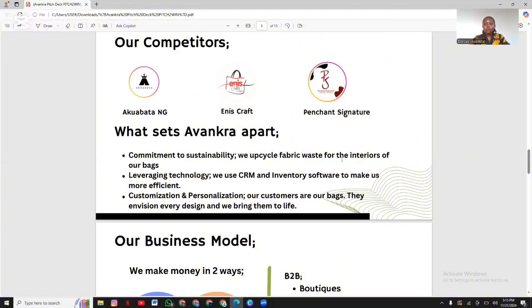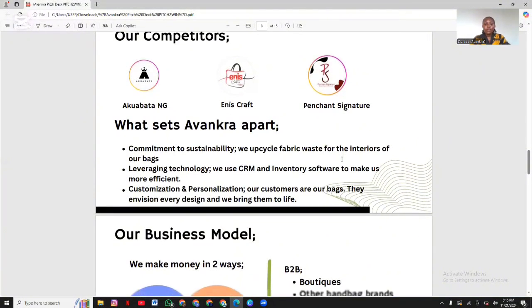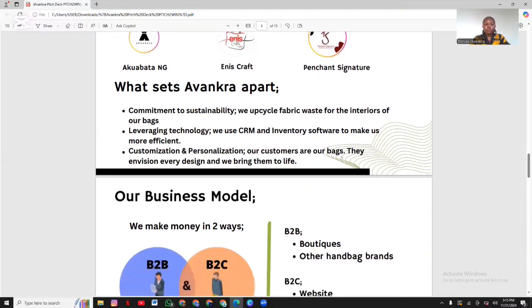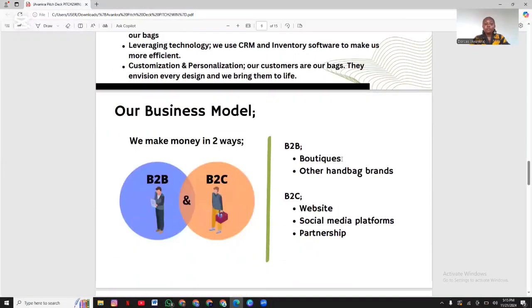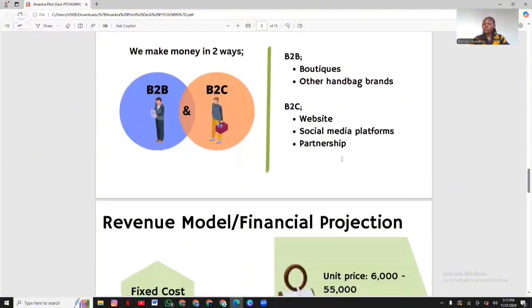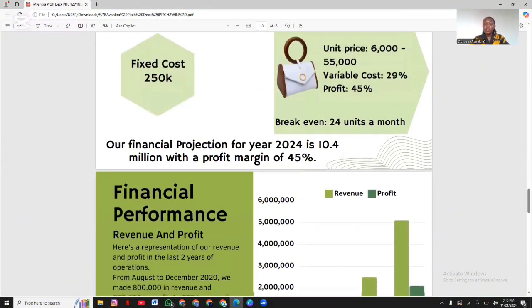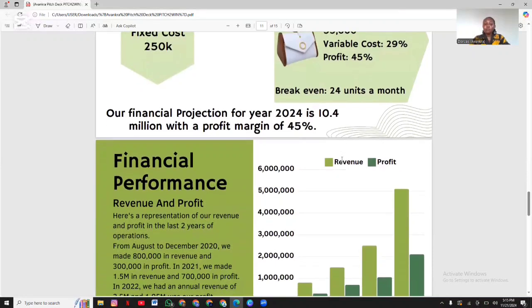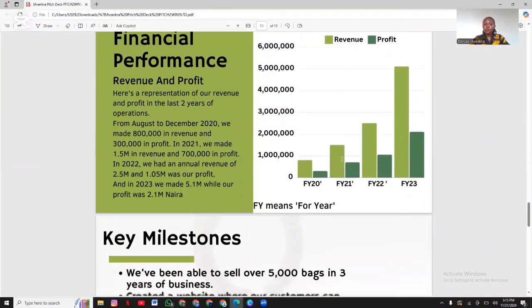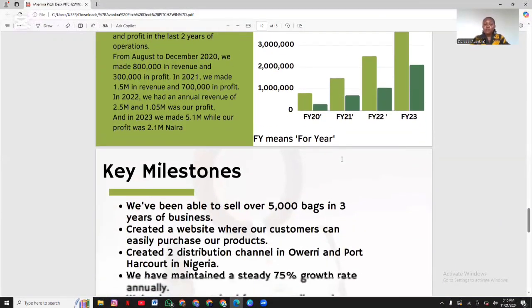So I also list out my competitors, and yeah, just like that. And the business model, I do B2B and B2C. And this is the financial projection, how much you're going to make in the next years. And these are the financial performance, what we've made in previous years.